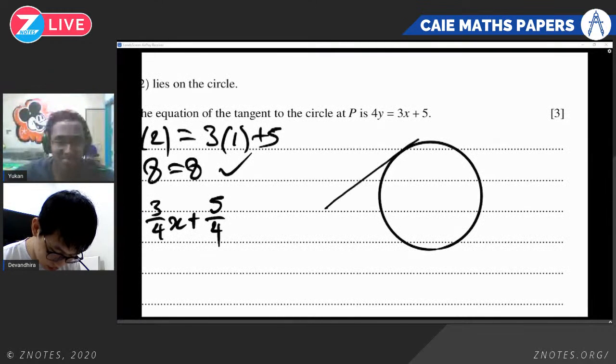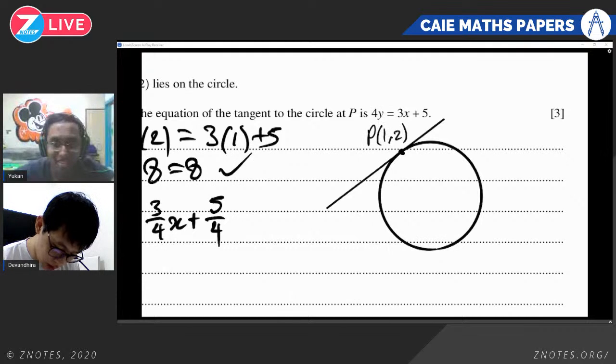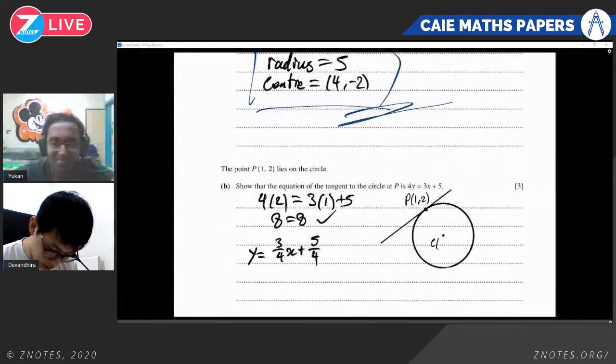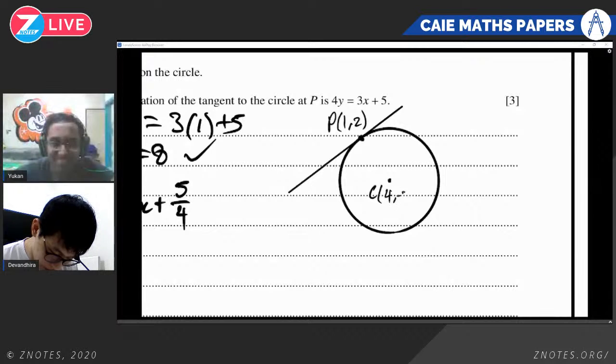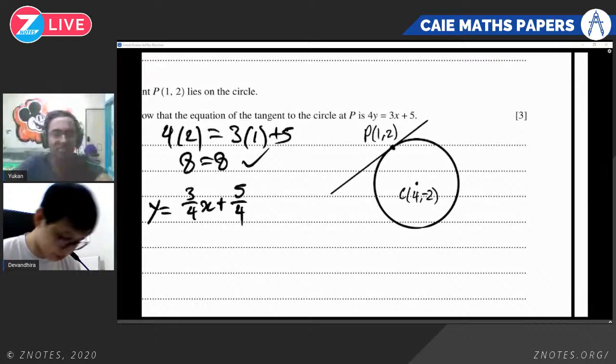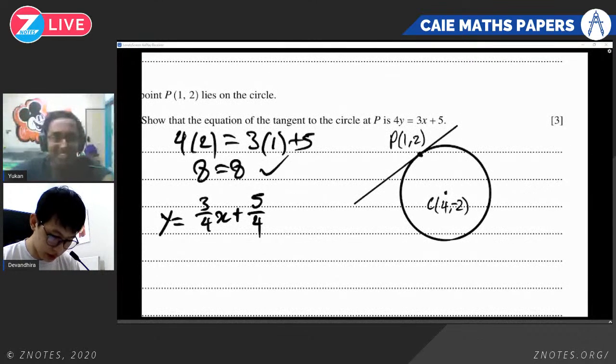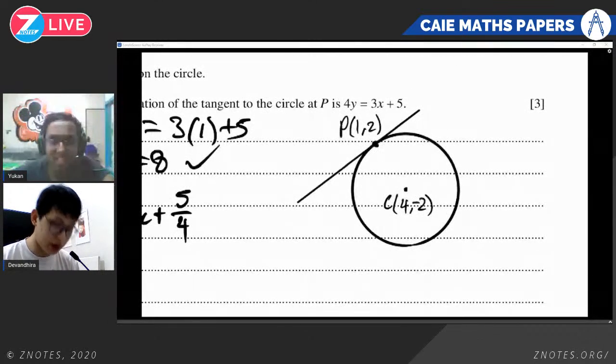Now this is our tangent. This is our P right here, P (1, 2), and this is our center, C. So here's the deal. We can use this line here to help us.